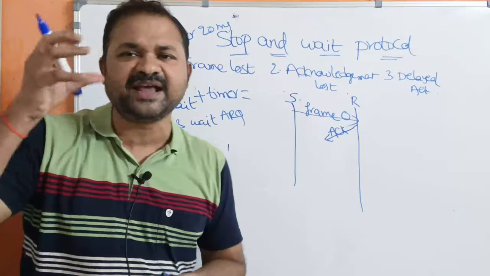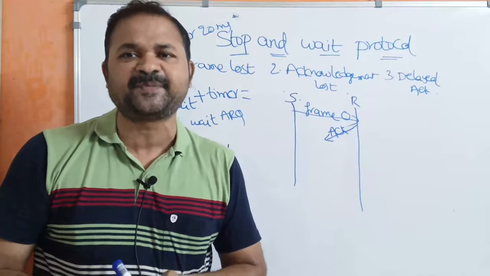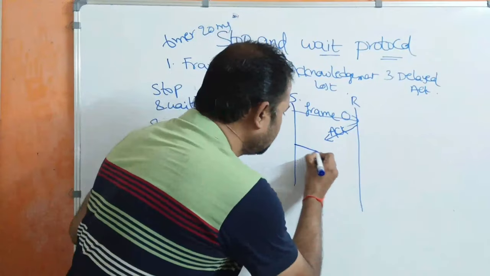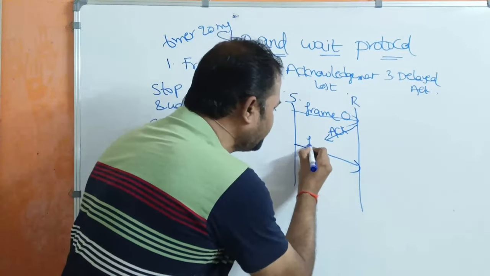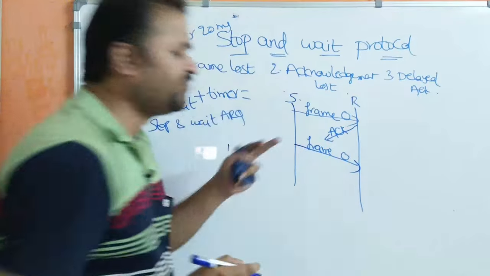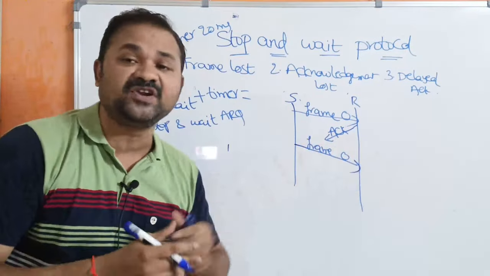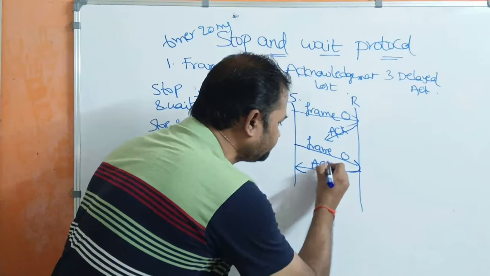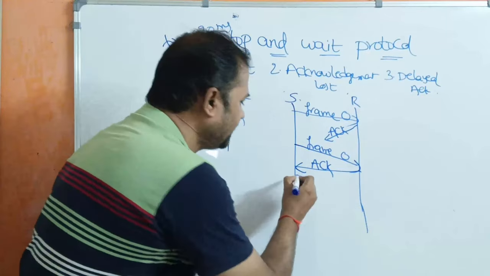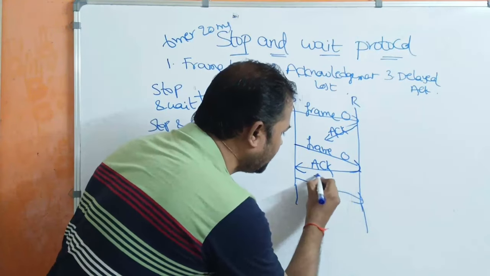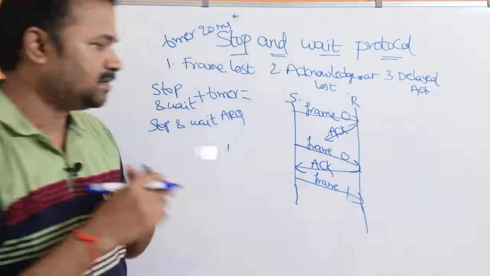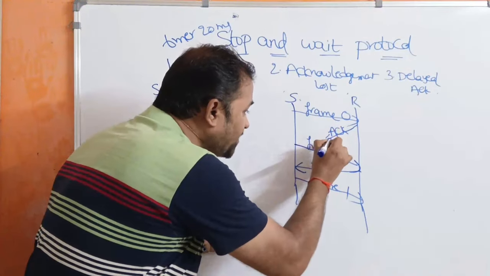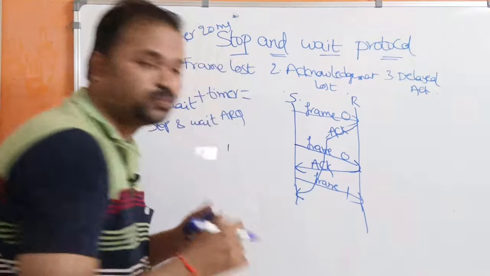We know that every frame will have a timer. So after the time period expires, the sender will retransmit that frame once again. What is the frame number? Frame 0 is retransmitted once again. Let the receiver successfully receive that frame and provide acknowledgement for it. Next, let us assume that the sender sends one more frame, that is frame 1. But now assume that this acknowledgement has arrived at the sender.